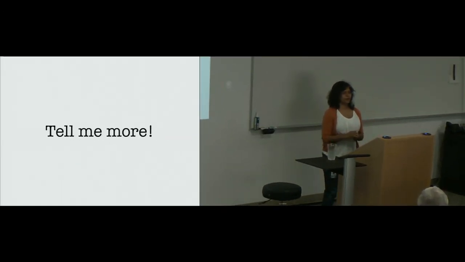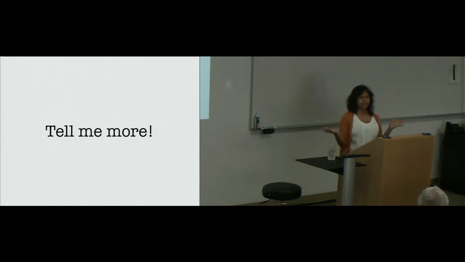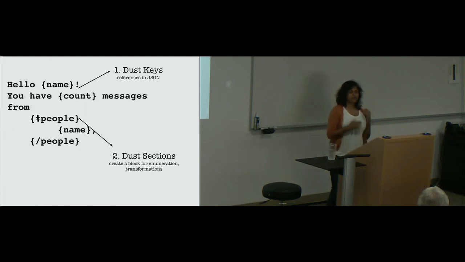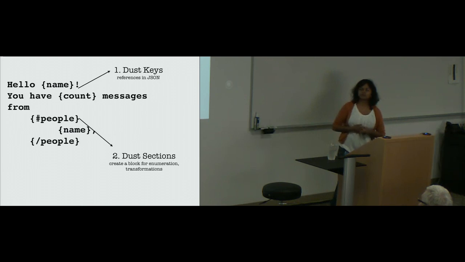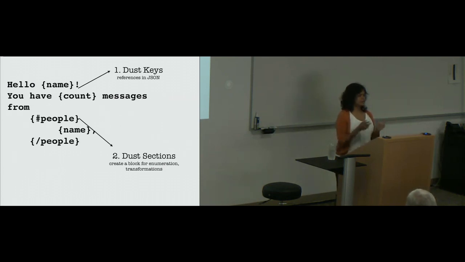People interested would probably say, okay, if this is it, I want to know more. Tell me more. Okay, so if people want to learn basic Dust, there are two main things they need to know. There's this concept of keys, which are also called references to the JSON that represent the data that the markup needs to render. And there's the concept of sections. You see that block sign there? That's as trivial as it is. You need to know two concepts: Dust keys and Dust sections.